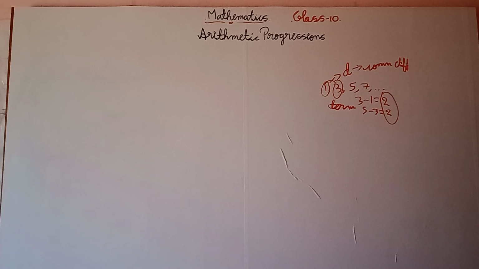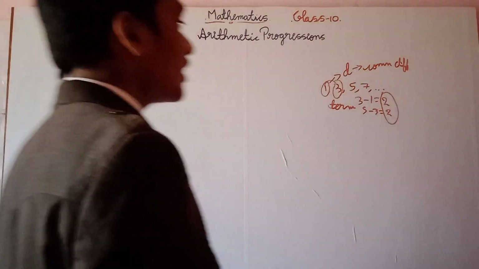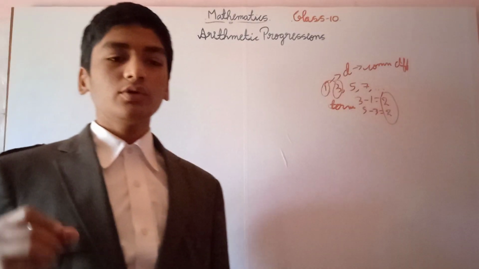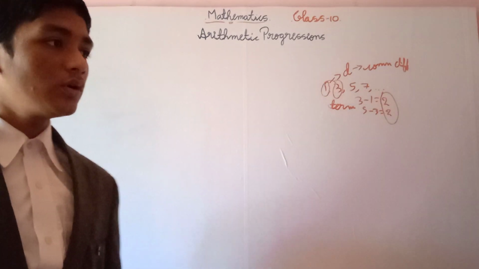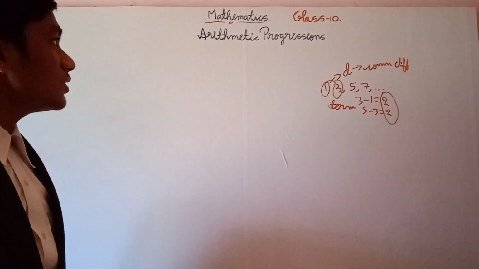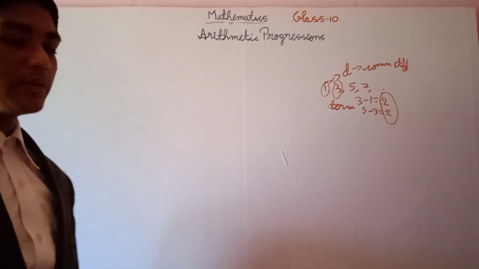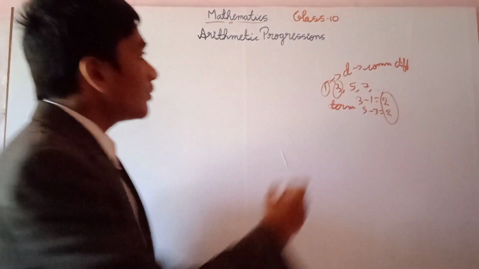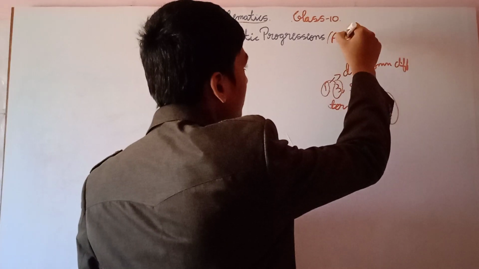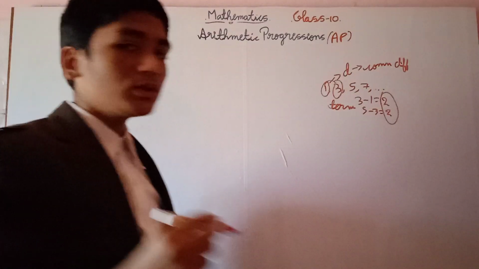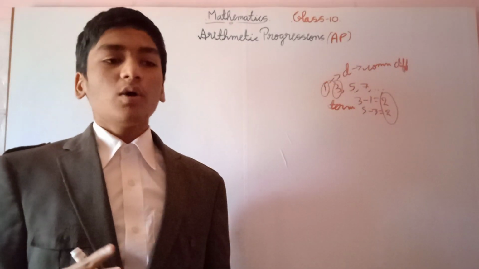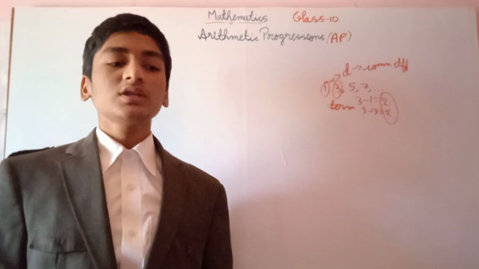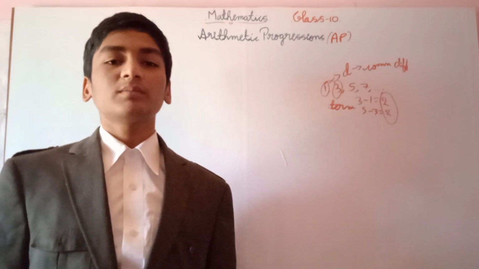Note that friends, the common difference can be 0, positive or even negative. It differs with the type of arithmetic progression. I hope you have understood arithmetic progression, which is denoted by AP. There are two types of arithmetic progressions: one is finite arithmetic progression and the second one is infinite arithmetic progression.